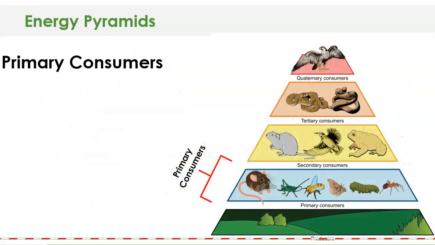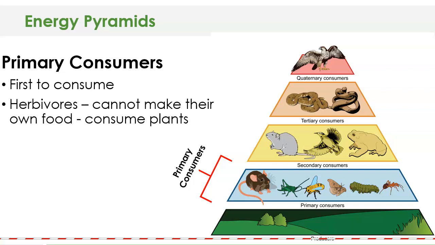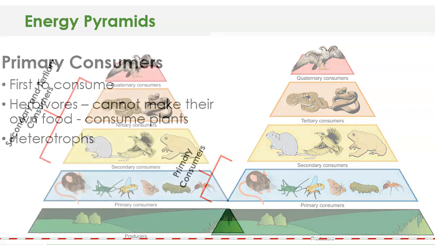Let's take a look at the primary consumers. They are the first ones to consume in an energy pyramid, right? Because the first trophic level is producers. And so the primary consumers are the first consumers in the energy pyramid. They are herbivores. They are not able to make their own food. They are consumers, so they consume plants. They eat plants. Because they can't make their own food, they of course are heterotrophs, because all consumers are heterotrophs.